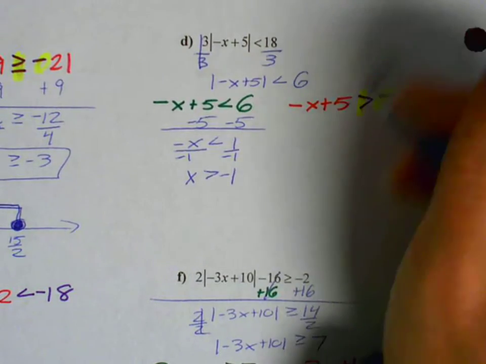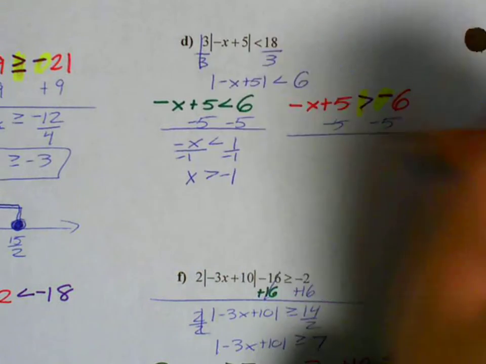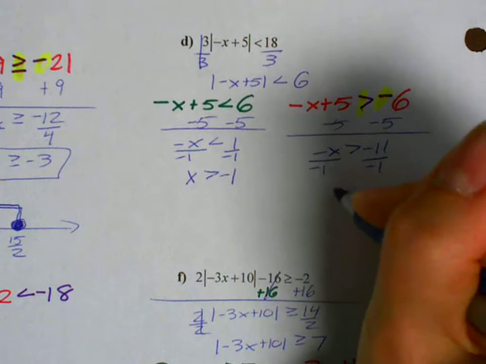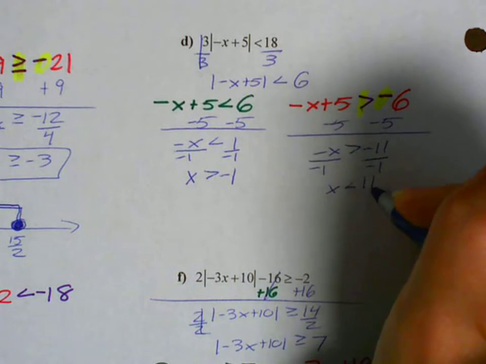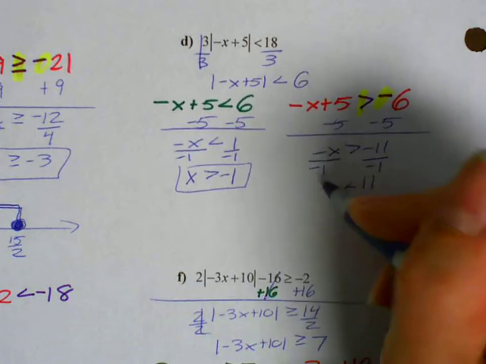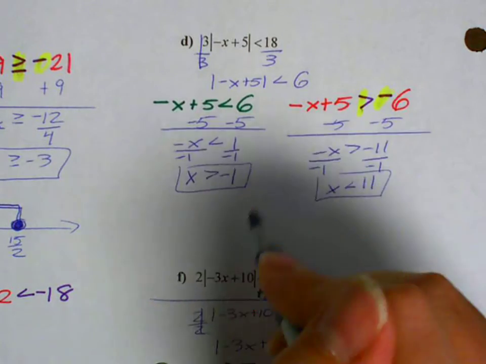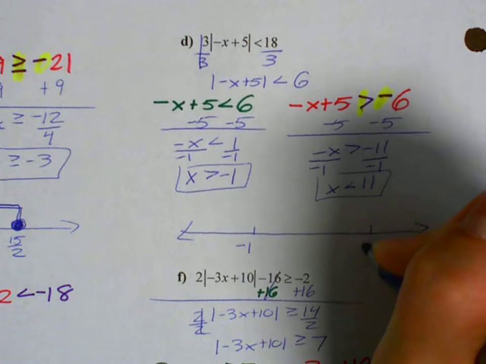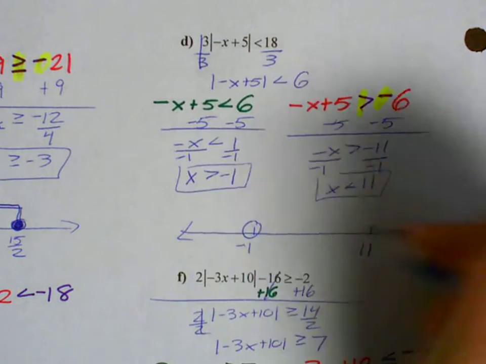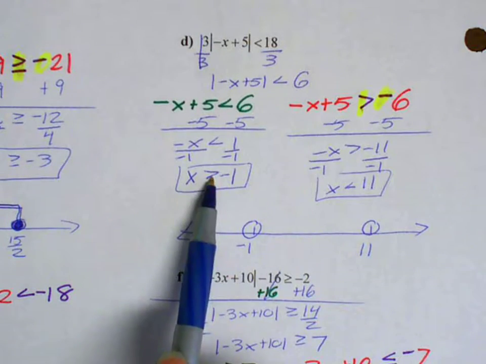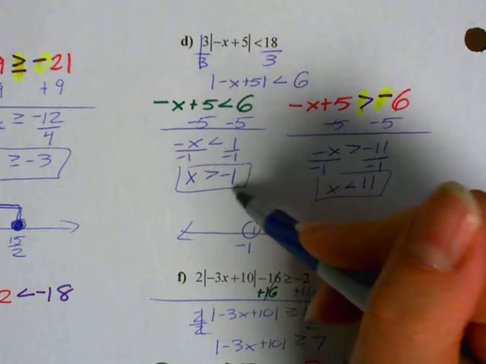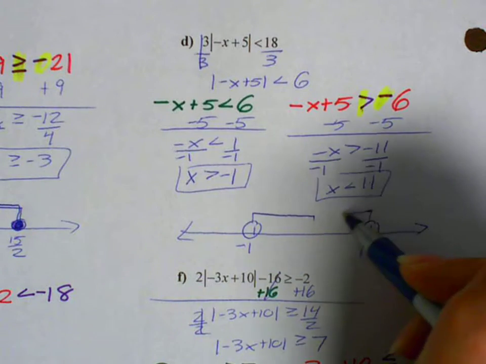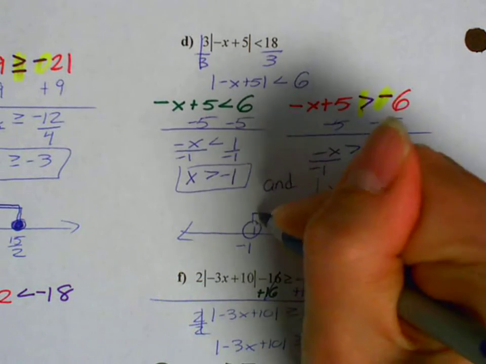Okay, on this one, minus 5, minus 5. Negative x is greater than negative 11. And again, whenever I divide or multiply by a negative, I'm going to flip my inequality sign. So I have x is greater than negative 1. x is less than 11. When I draw this number line, of course, the negative number is smaller. It goes on the left. The 11 is bigger. It goes on the right. I have open circles this time because I only have greater than and less than. And greater than means I'm going to the right of this number, and less than 11 means I'm going to the left. So this is also an and inequality. It's sandwiched in between.